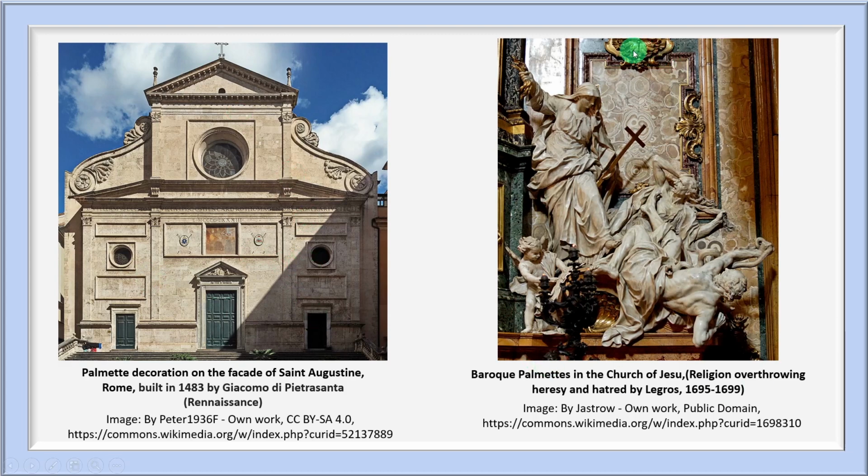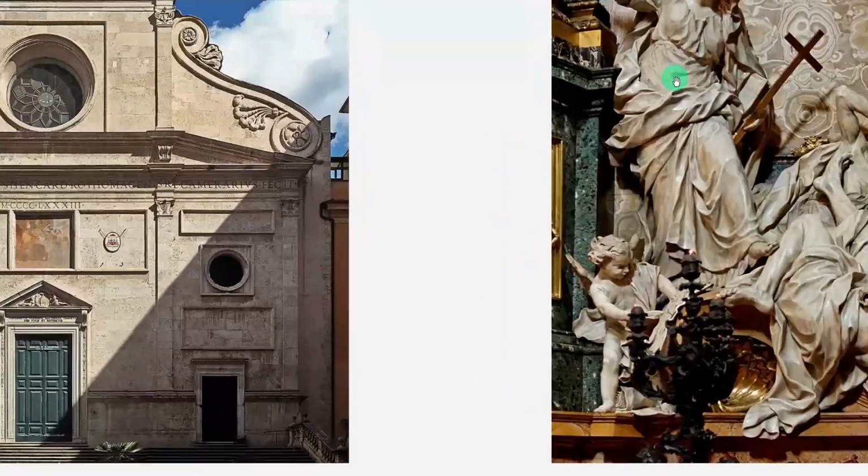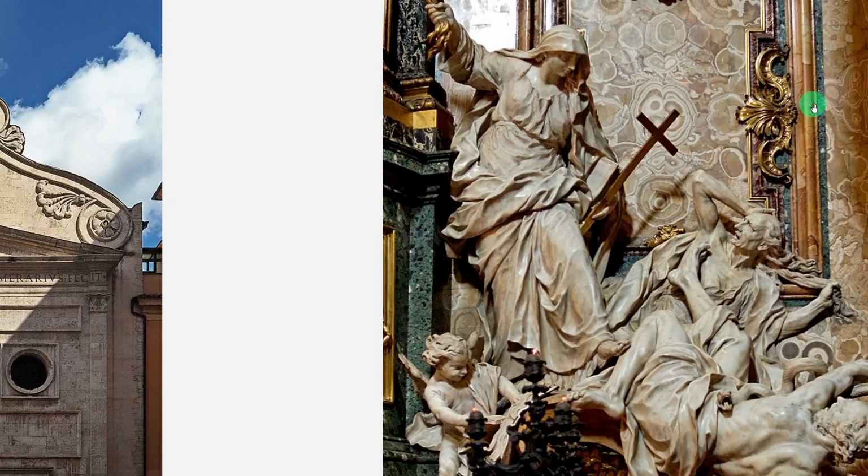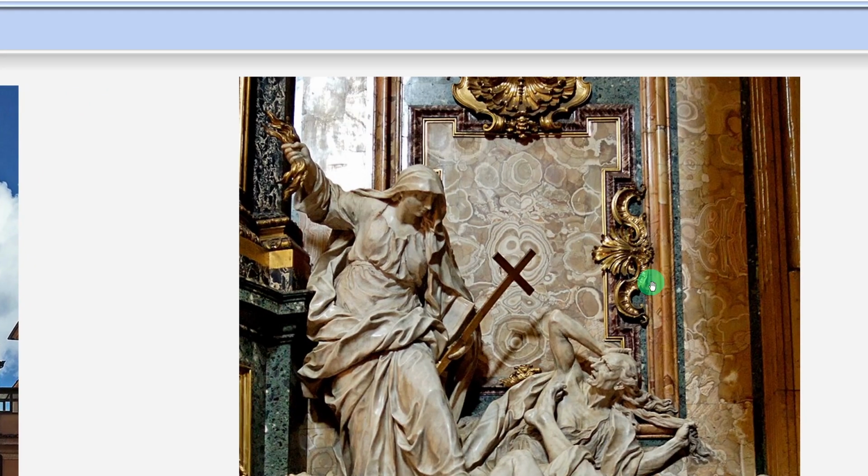Then we have Baroque Palmettes in the Church of the Gesù. This one over here and this. And they are quite ornate. That was the characteristic of the Baroque period.